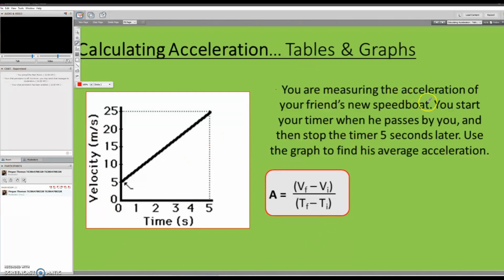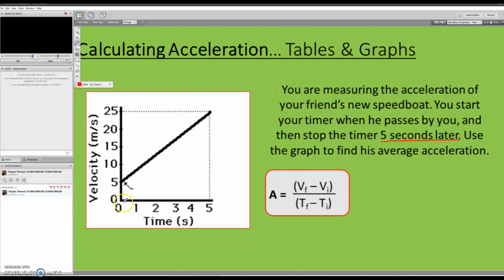You are measuring the acceleration of your friend's new speedboat. You start your timer when he passes by you, and then stop the timer 5 seconds later. Use the graph to find his average acceleration. So in this story, we are given information about time, 5 seconds later. However, we need to use our other piece of information, this graph, in order to tell us about velocity.